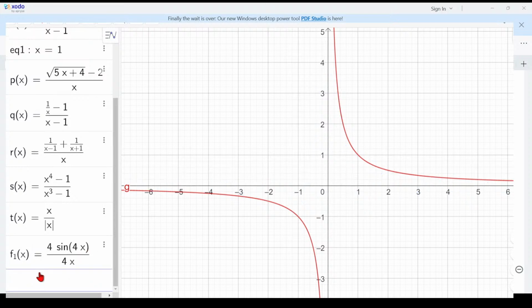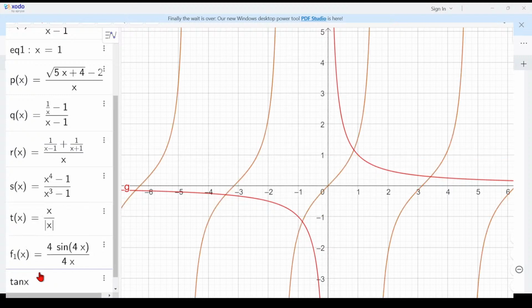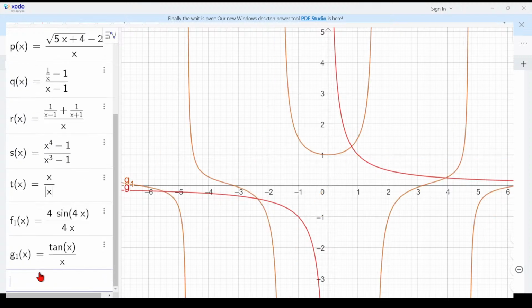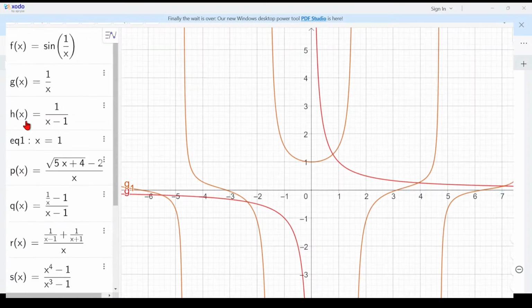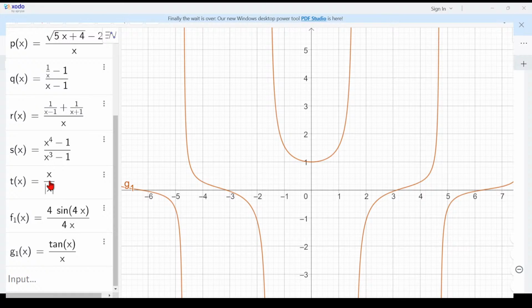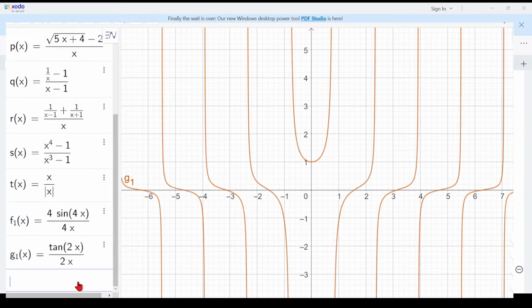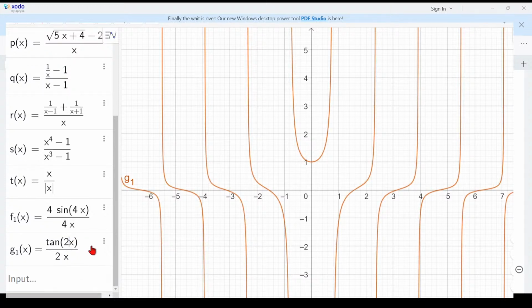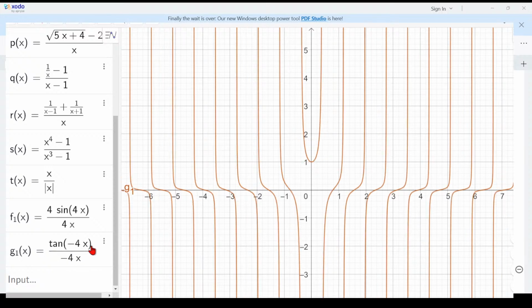Now another thing. Keep it aside. Tan x by x. Tell me, tan x by x when x tends to 0. What is the value? It is 1. Now tan 2x by 2x. What is this value? Again 1. Tan minus 4x by minus 4x, again 1. It doesn't matter.